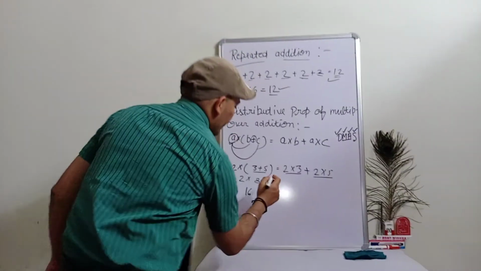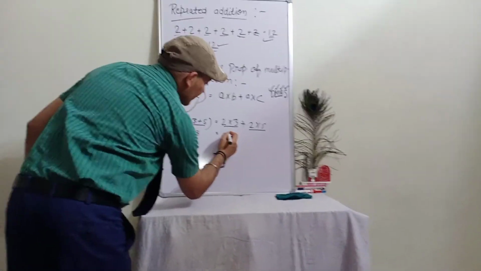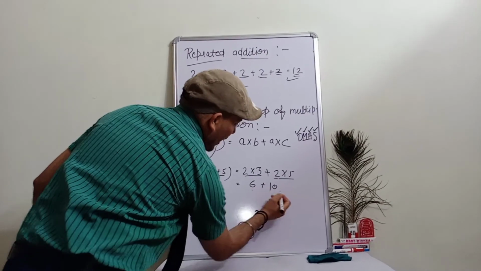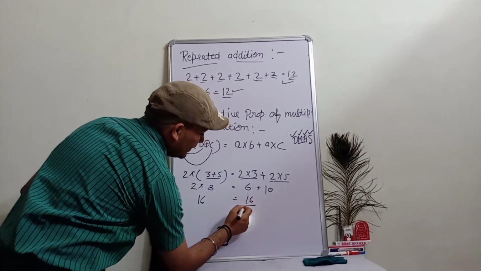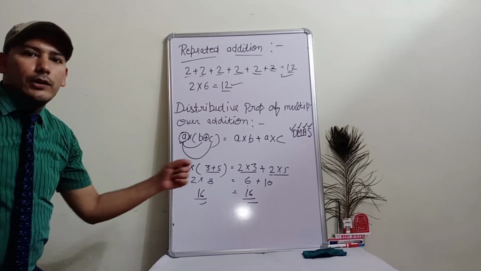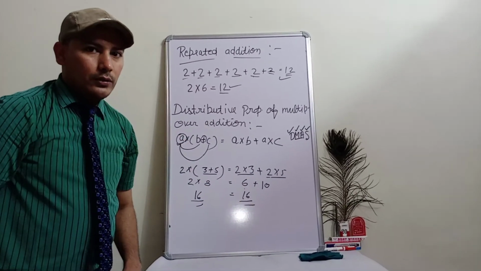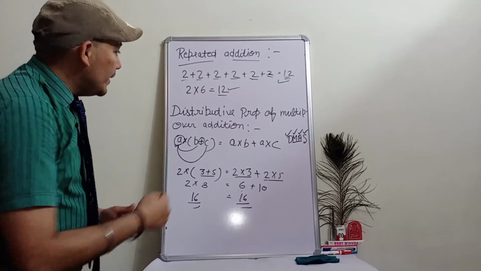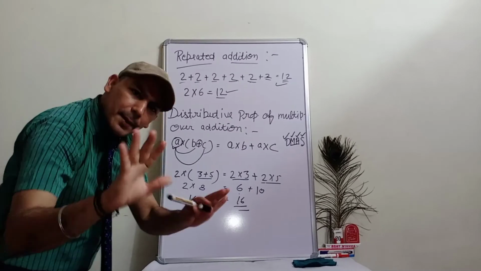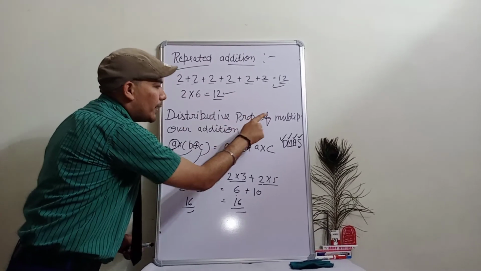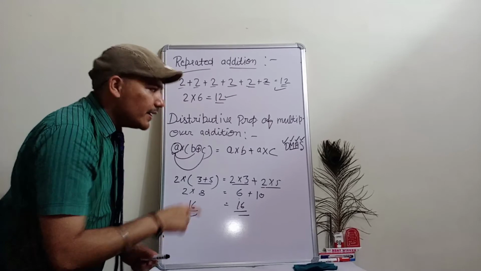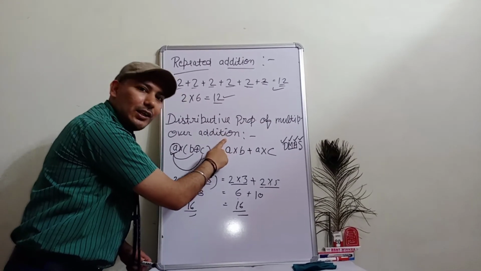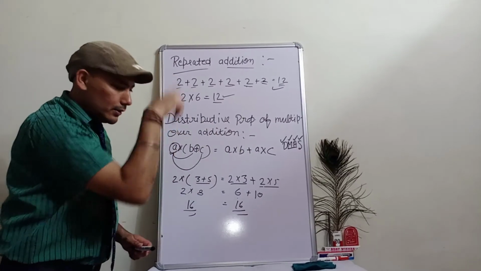So now see, 2 3s are 6 plus 2 5s are 10. Now add 6 and 10. What will come? 16. The answer is the same. So this rule is followed. Clear? Now like this, there is one more property. Distributive property of multiplication, same, but what is different? This is the distributive property of multiplication over subtraction. Not addition, subtraction.